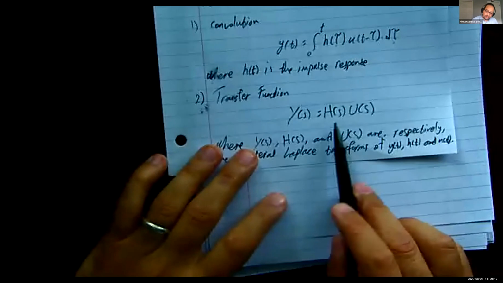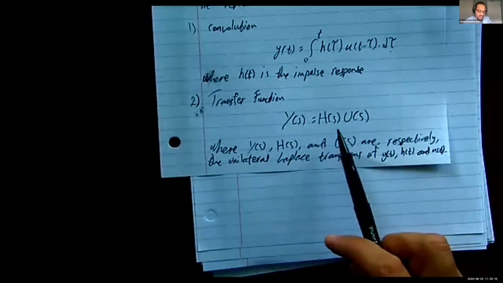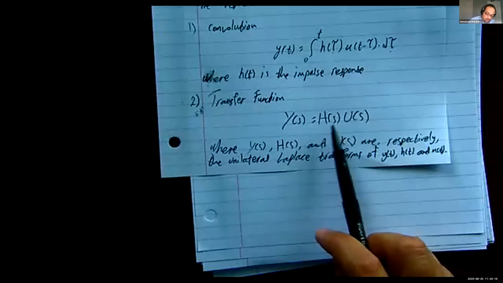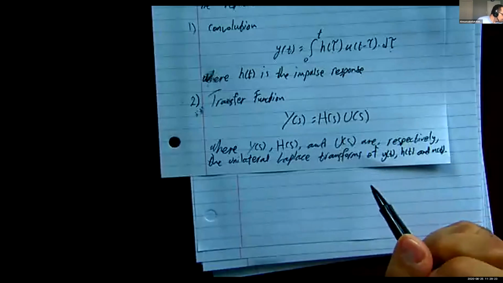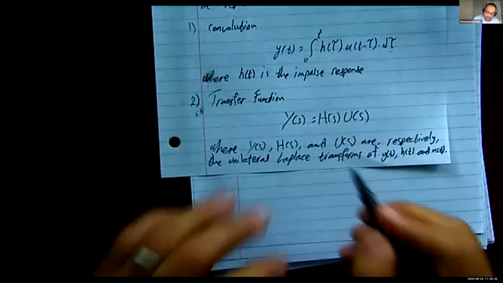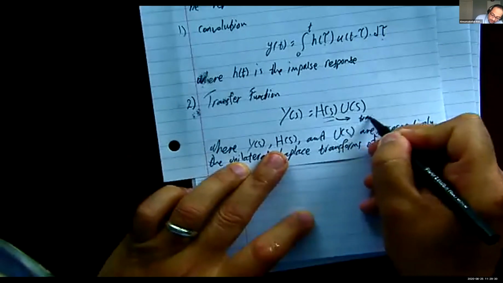Here, of course, H of s can be a complex valued function, which means that the roots, or the poles, of this transfer function can be complex numbers. And H is called the transfer function. So this one here is the transfer function.